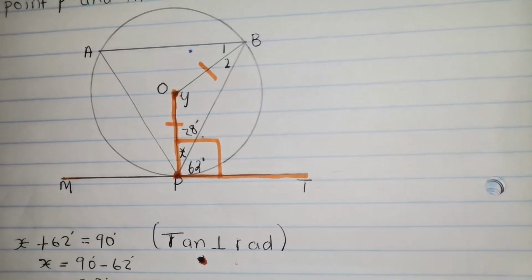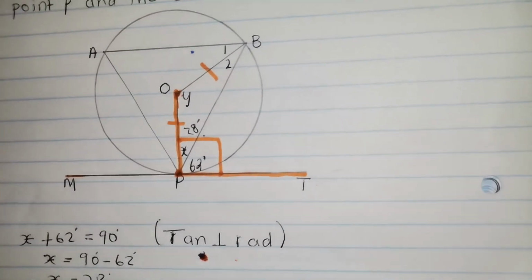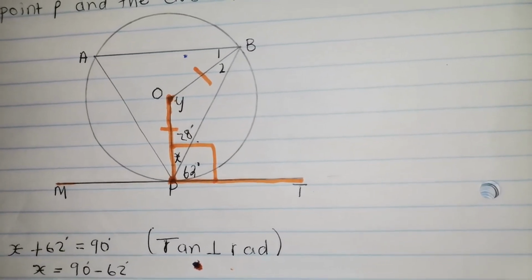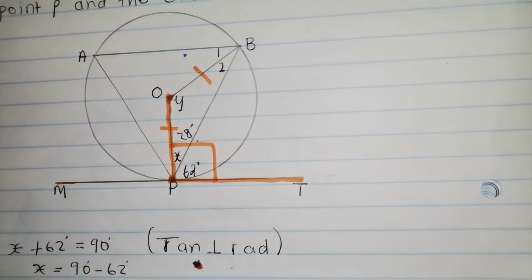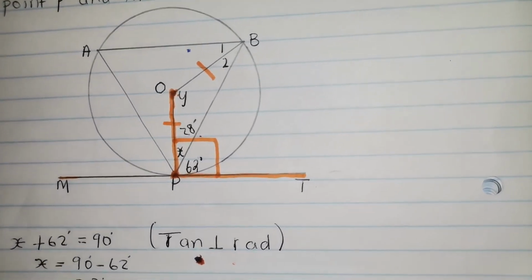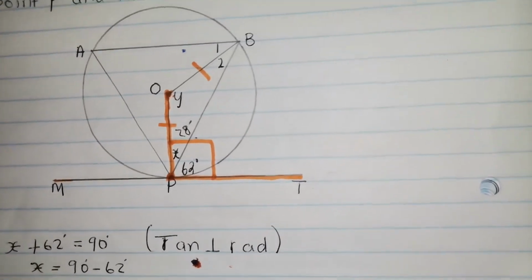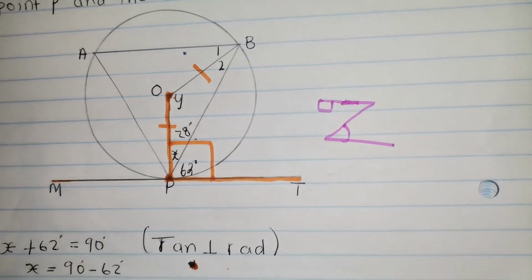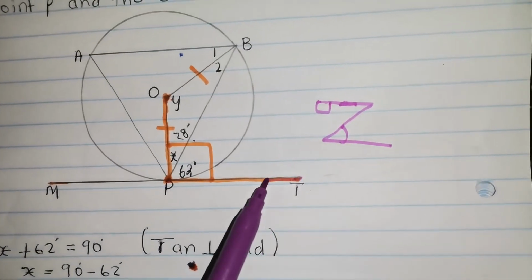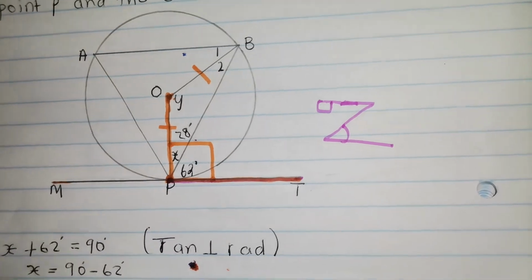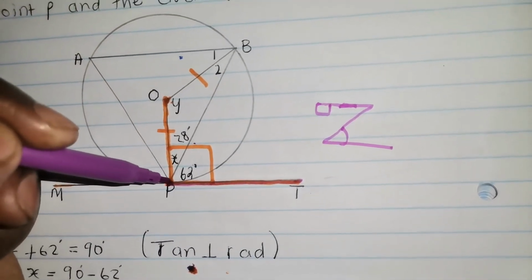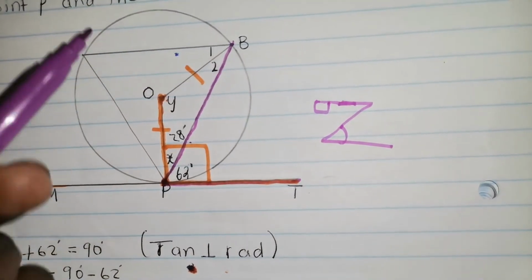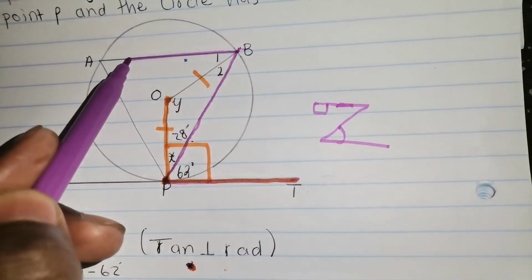Then again, there's another problem here, guys. So let us check the tangent chord theorem. Where does it apply in this case? Tangent chord theorem. That's Z. Remember Z. Where is Z here? Here's our Z. Tangent chord, tangent, and we take our chord PB, and we have Z.